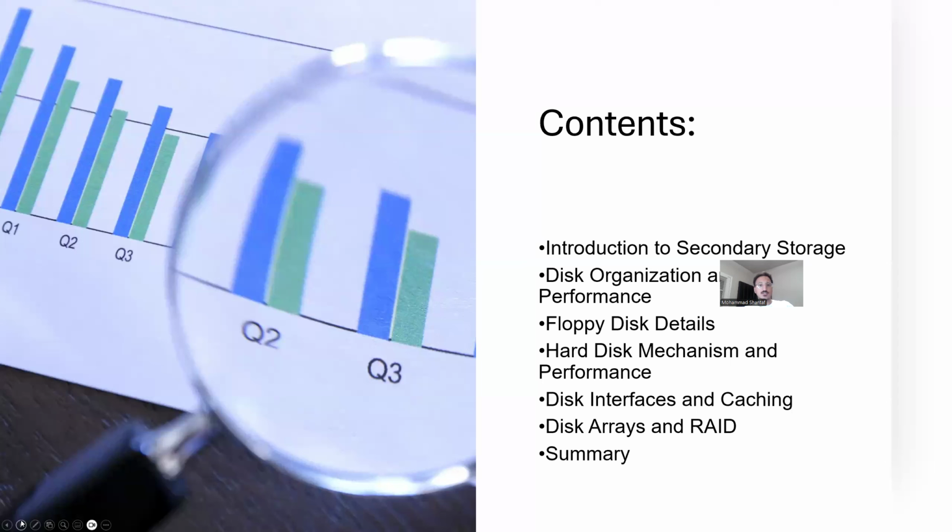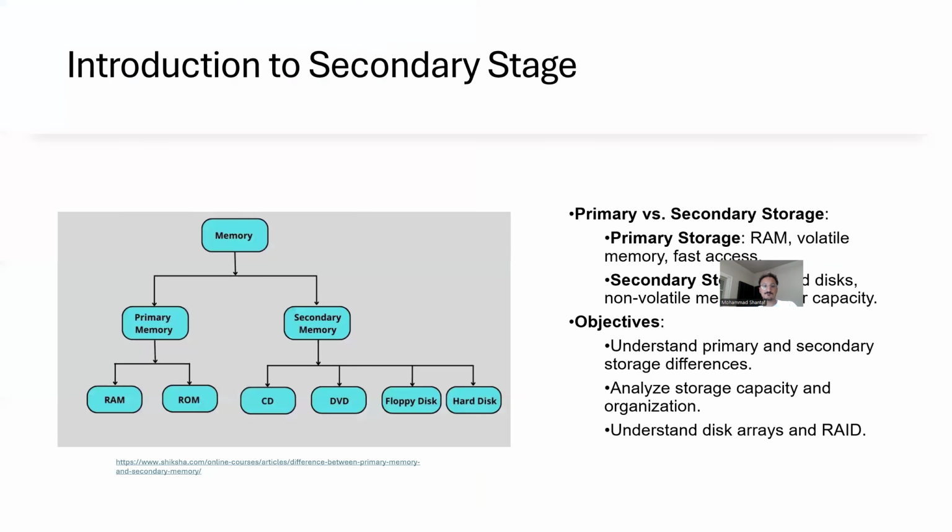So let's go over the contents of our lecture today. We are going to be talking about an introduction to secondary stage, disk organization and performance, the floppy disk details, the hard disk mechanism and performance, disk interfaces and caching, disk arrays and RAID, as well as a summary of all of this. Next up, we have the introduction to secondary stage.